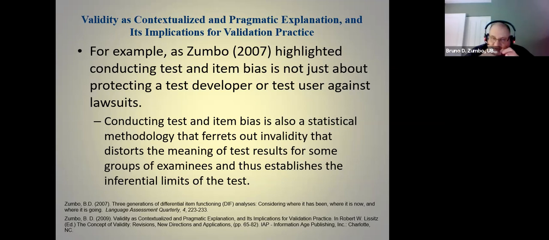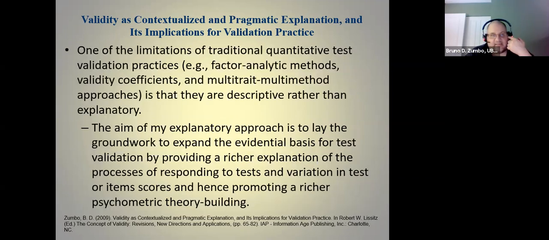It's actually also about ferreting out invalidity that distorts the meaning of test results for some groups of examinees, and this establishes the limits and bounds of our claims and inferences. One of the limitations of traditional quantitative test validation practices, factor analysis, validity coefficients, multi-trait, multi-method approaches, is that they're descriptive rather than explanatory.